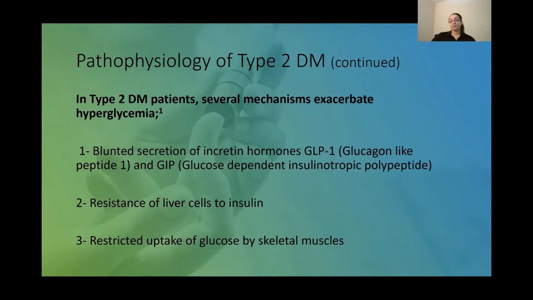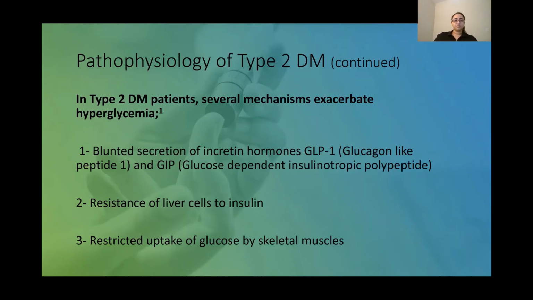Now, those incretin hormones have four effects, which are increased satiety, slow gastric emptying, stimulate insulin secretion, and decrease glucagon secretion. But in diabetic patients, due to chronic elevation of the blood glucose, there's a decreased sensitivity or a blunted effect of secretion of those incretin hormones.